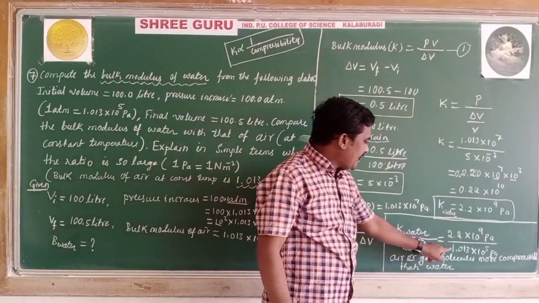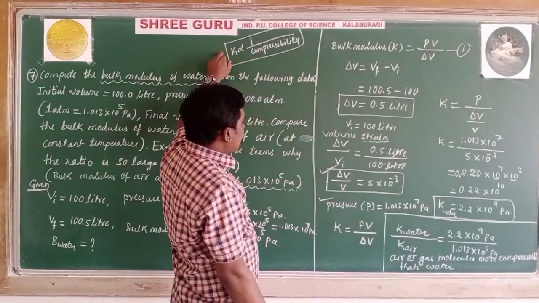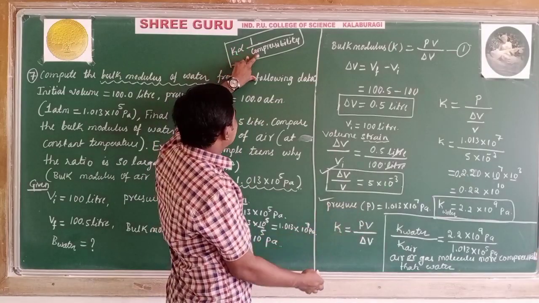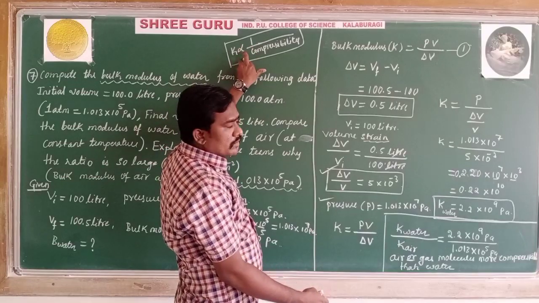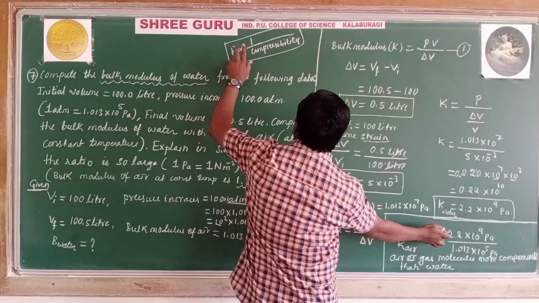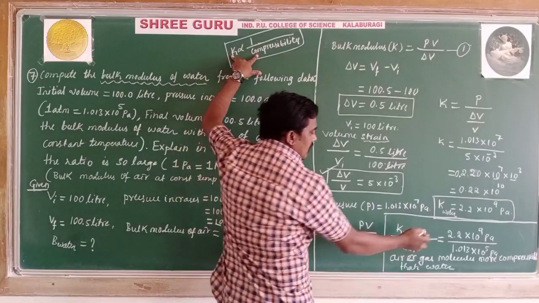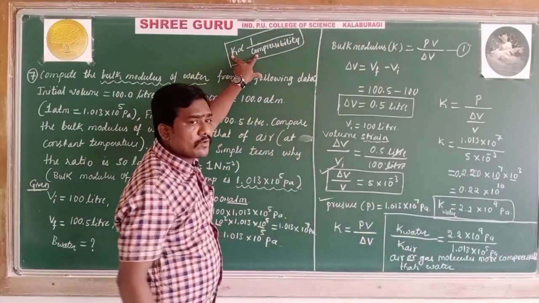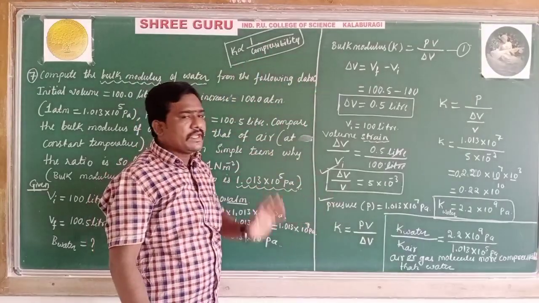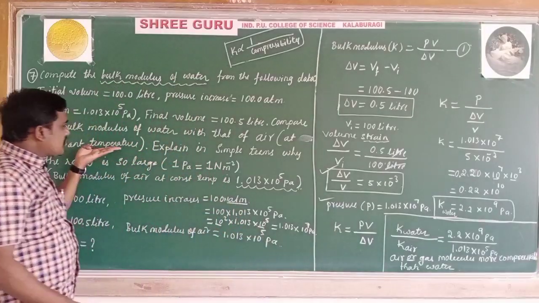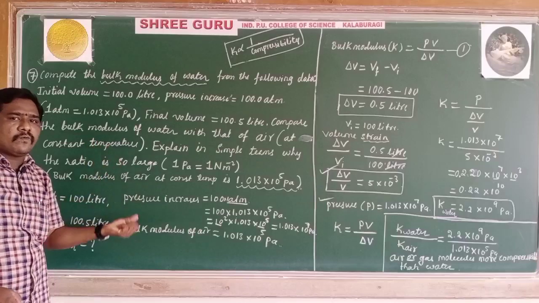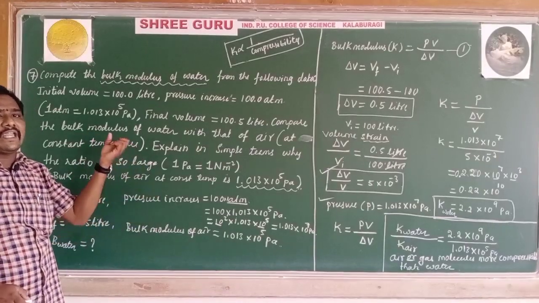Air compressibility is more, so the bulk modulus is less. If the compressibility is less, the bulk modulus value is more. Which bulk modulus is more? Water's bulk modulus is more, that's why its compressibility is less than air. Why is the ratio so much larger? Because the compressibility of water is less than air.